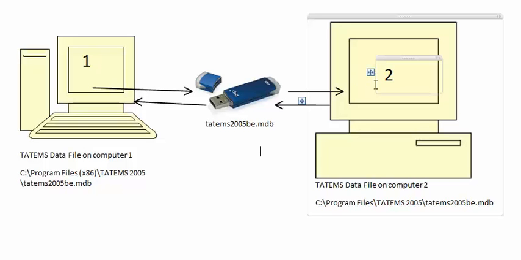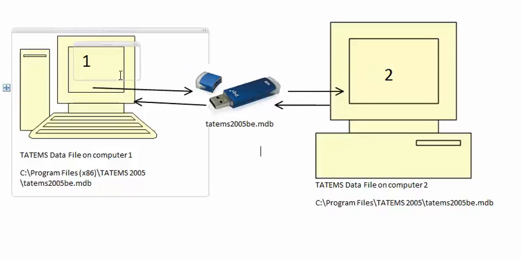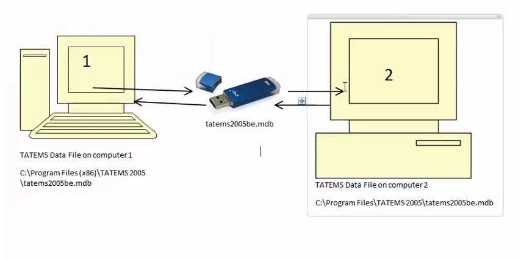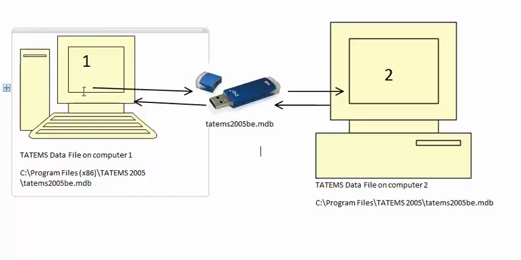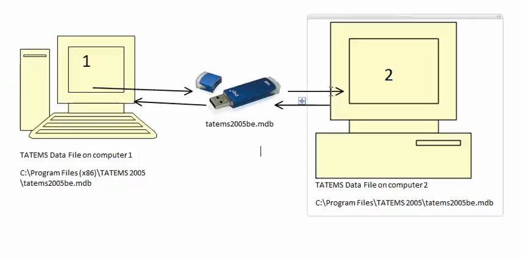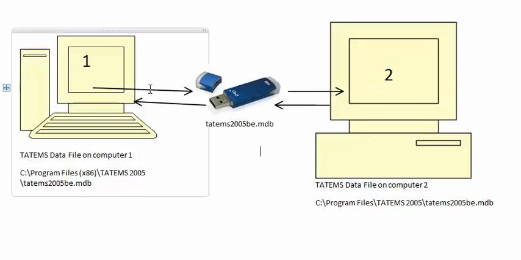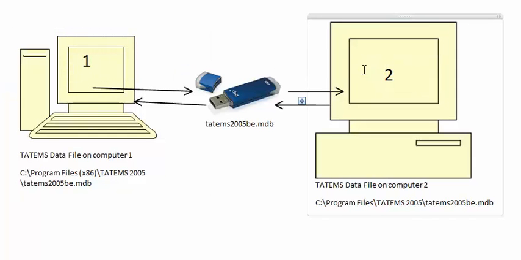At that point, only computer number two basically has the master data file. So anything entered there will not be seen on computer number one unless you copy it back to computer number one using the USB drive. So basically you can decide who has the master data file. Maybe computer number one is the one that's always doing the updating, and they just send the updates to computer number two. Computer number two just opens and views TATEMS. They don't actually do anything with it.